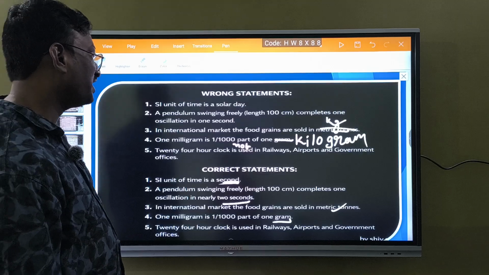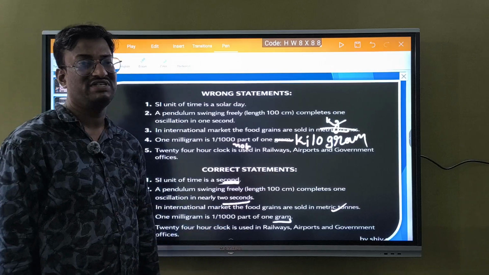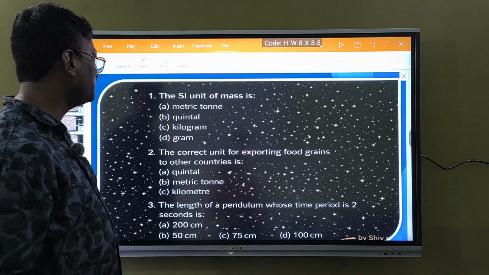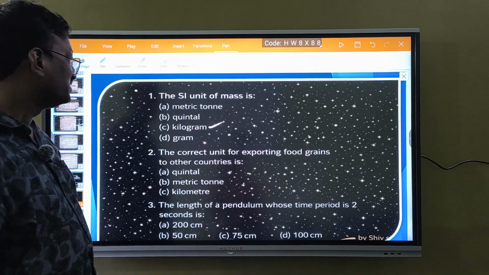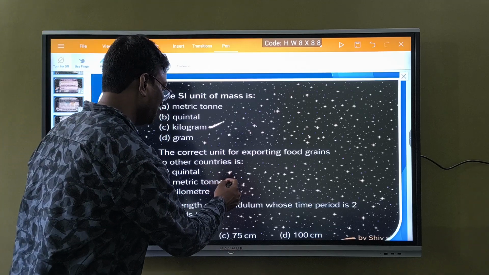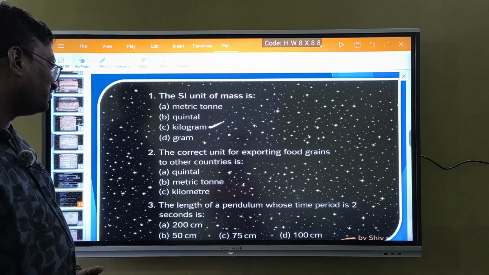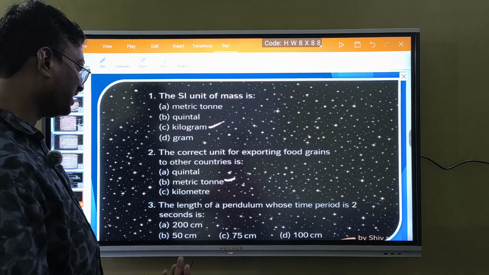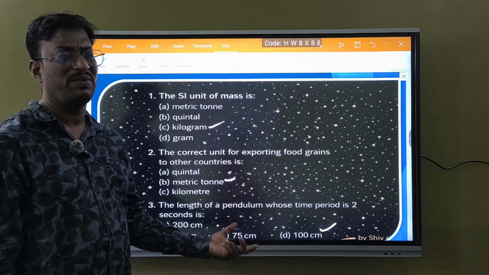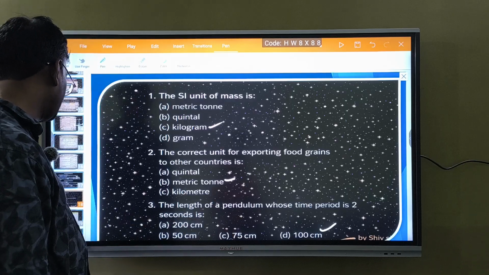24-hour clock is not used in railways, airports, government. No, it is used in railways, airports and government offices. Next is the SI unit of mass is what? Kilogram. The correct unit for exporting the food grains is metric tons for the other countries. The length of the pendulum, whose time period is 2 seconds, is around 100 centimeters. Okay, actually it will come under 99.6 or something. Okay, take it granted, it is 100 nearly.